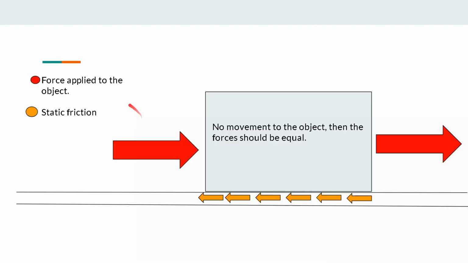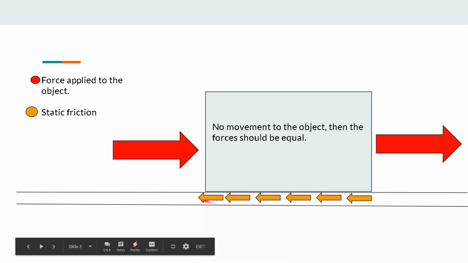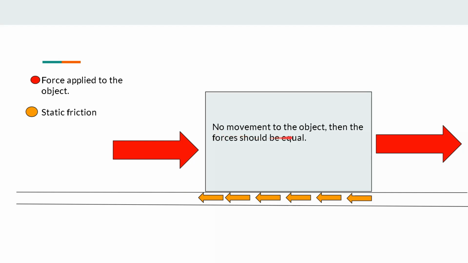Right now, there are two kinds of forces: the force applied to the object, which is push and pull, and static friction, which is the resistance to that force. If the object is not moving, then the forces should be equal. If the object is moving, then the forces are not equal, and then it comes back to an equal status because it goes back to constant speed.